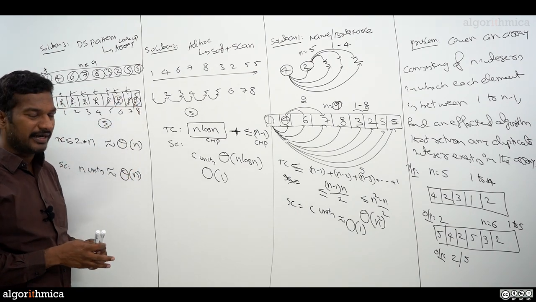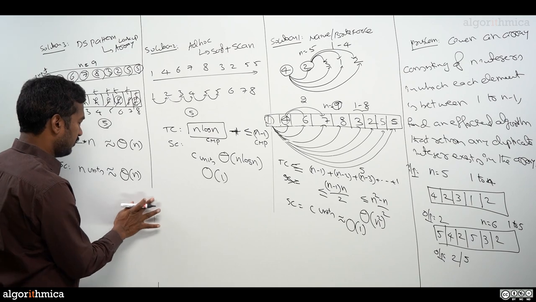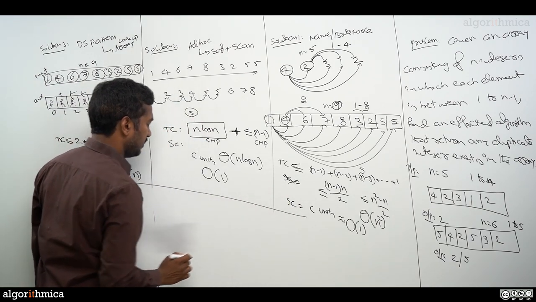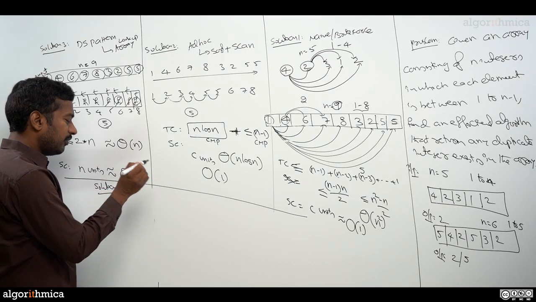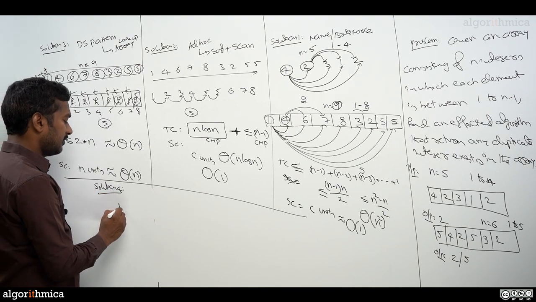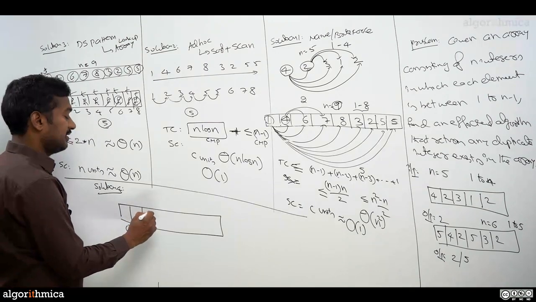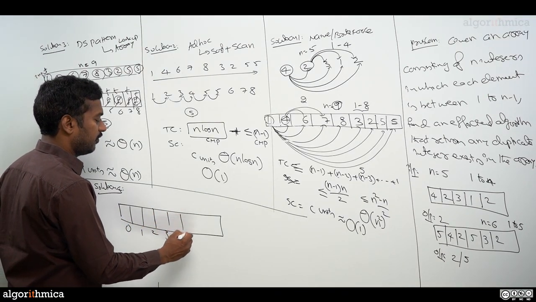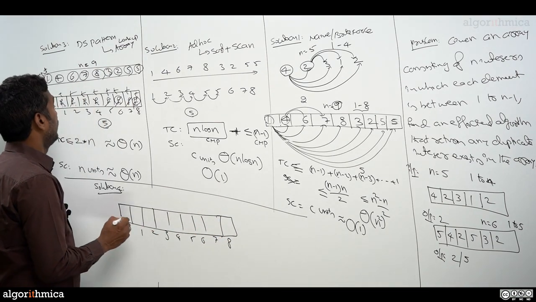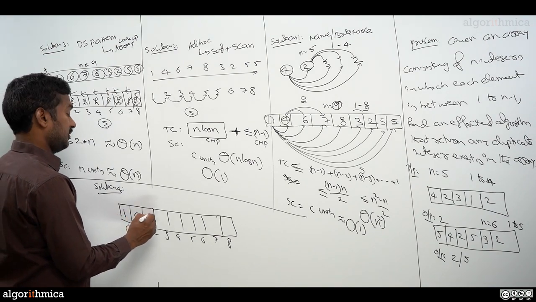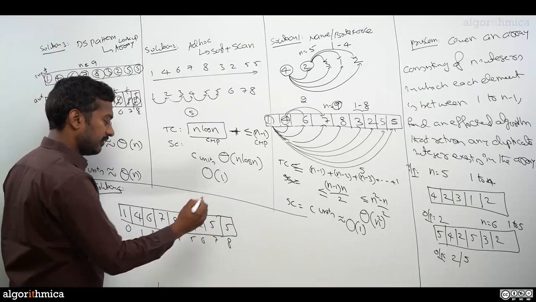Let's make a more concrete understanding of this idea. Let me just take up this idea here, and then we'll analyze it. We call this solution number 4. Let's take this data: 0th index, first index, size is 9, 2, 3, 4, 5, 6, 7, and 8. My original data is 1, 4, 6, 7, 8, 3, 2, 5, 5.